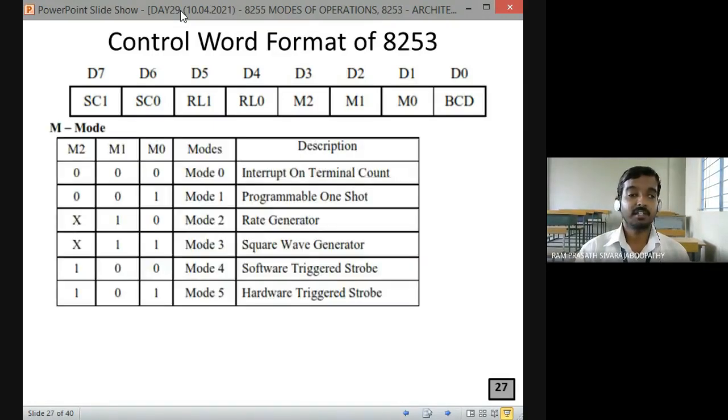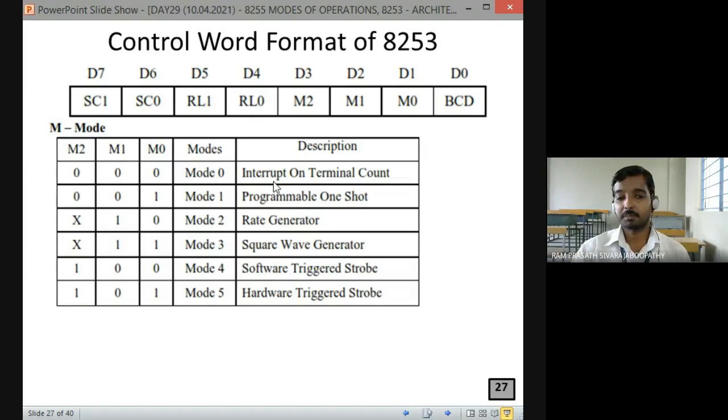Fine. So mode selection is done like this: if M2, M1, M0 are all 0, it is mode 0. Fine. 001 is mode 1. Then don't care 10 is mode 2. Don't care 11 is mode 3. Mode 4 is 100. Mode 5 is 101. Correct? For modes 3 and 2, the M2 bit becomes don't care. Once this bit says 10 or 11, it becomes don't care. Is it clear?